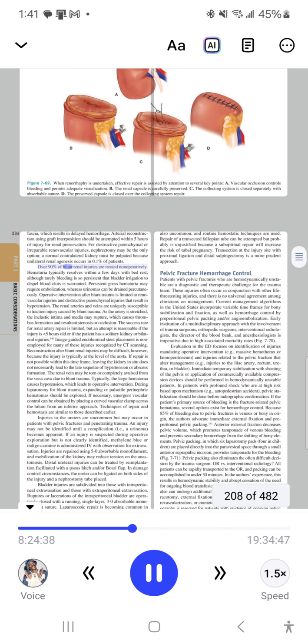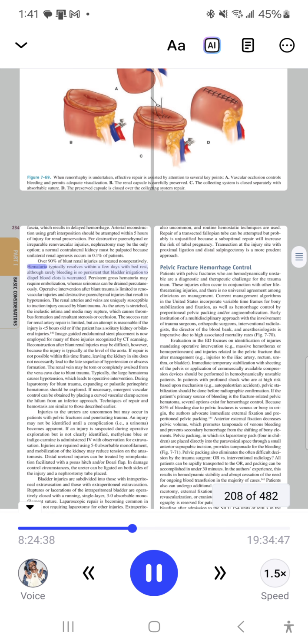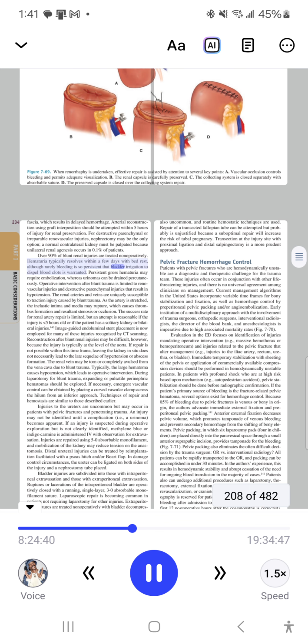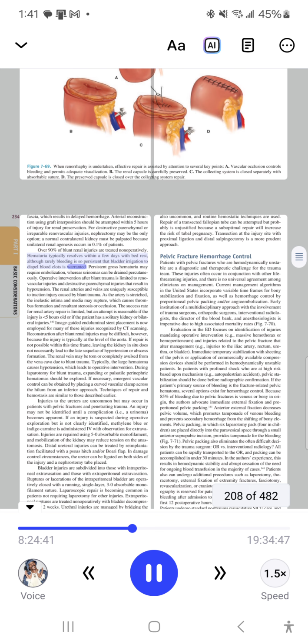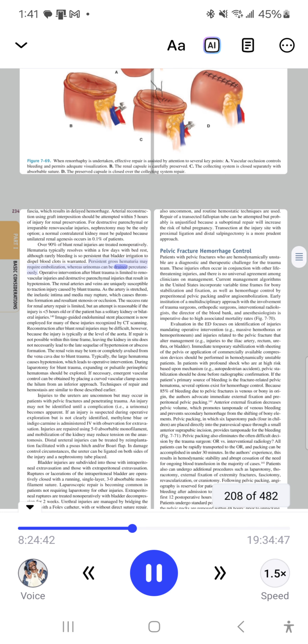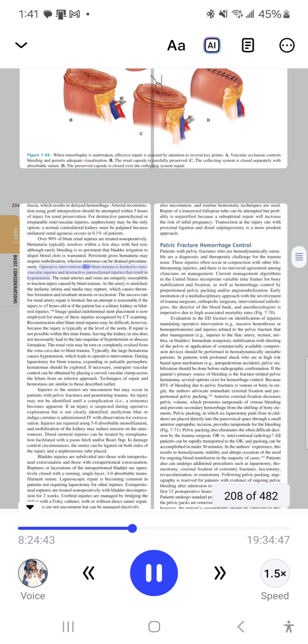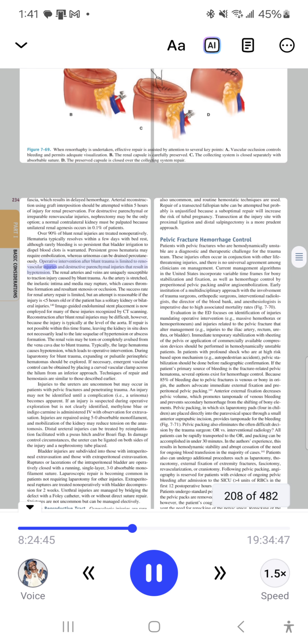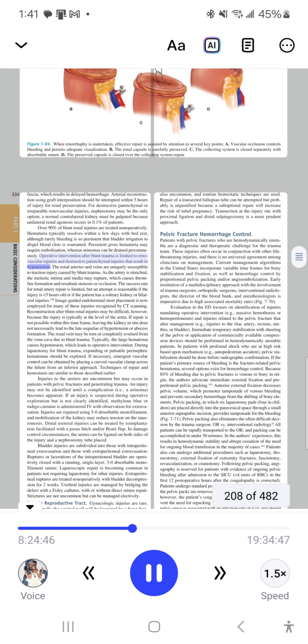Over 90% of blunt renal injuries are treated non-operatively. Hematuria typically resolves within a few days with bed rest, although rarely bleeding is so persistent that bladder irrigation to dispel blood clots is warranted. Persistent gross hematuria may require embolization, whereas urinomas can be drained percutaneously. Operative intervention after blunt trauma is limited to renovascular injuries and destructive parenchymal injuries that result in hypotension.